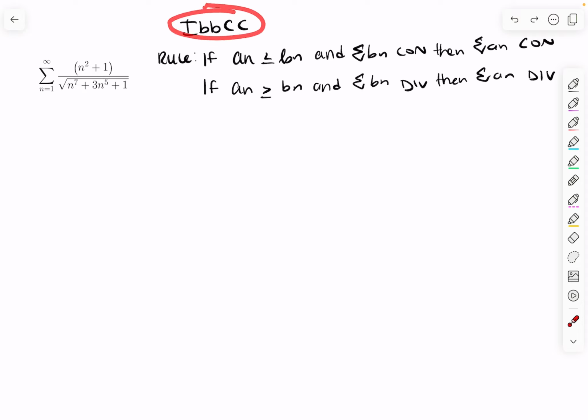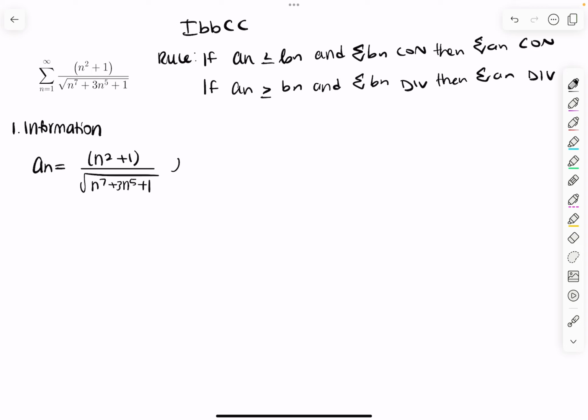And then remember, for DCT we use IBBCC. So I stands for information. This is information that we know and information that we need. What's something that we already know? We know that our A of n is always our given sequence. And then what's the information that we need? Well, we need our B of n, the sequence that we're going to compare A of n with right here. So that intuitively comes to the second step, which is find your B of n.